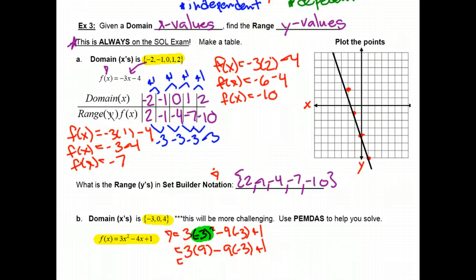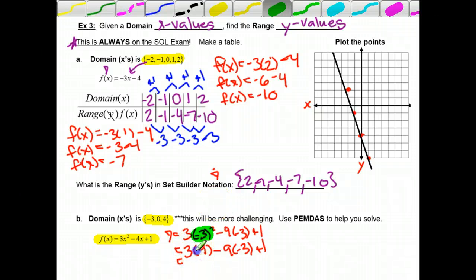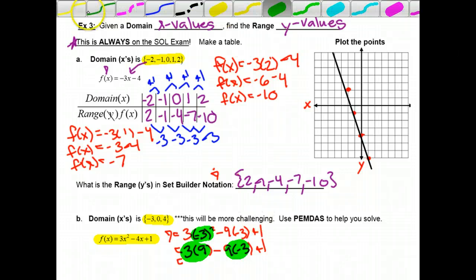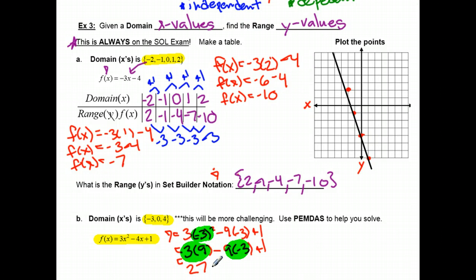Now, I'm going to do all my multiplication. So I'm going to multiply 3 times 9, and I'm going to do 9 times -3. Okay, so this will be 27 minus, and 9 times -3 will be -27, plus 1. Okay, and so 27 minus -27, that really means plus. So 27 plus 27 is 54, plus 1. So here my y equals 55. Okay, but now I've got to do it 2 more times.